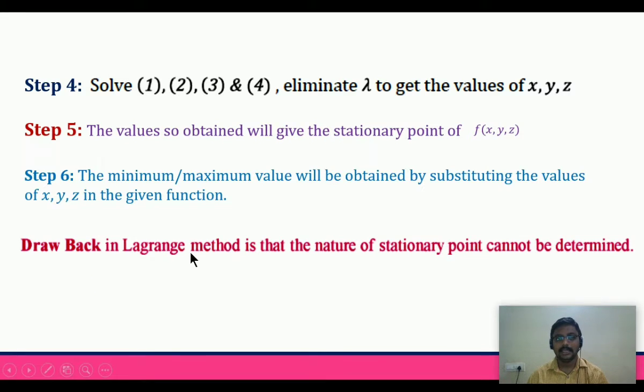The drawback in Lagrange's method is that the nature of the stationary point cannot be determined. So these are the few steps to find the maxima and minima for a given function f of xyz, where x, y, z are connected with the relation phi of xyz equal to 0.